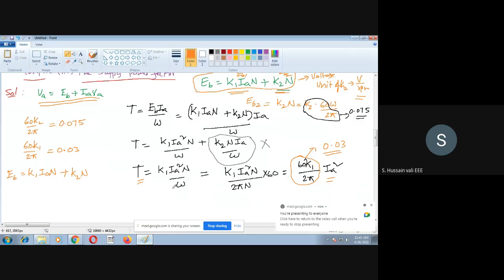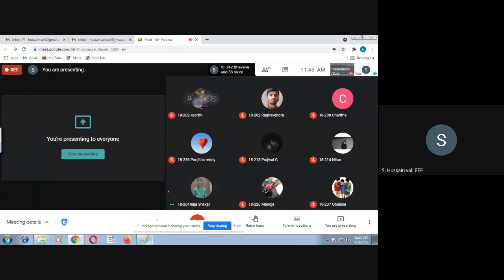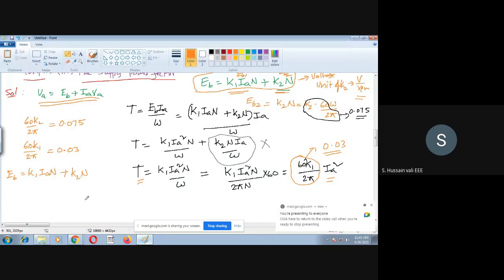Sorry for the interruption. So now you see yourself, K1 IA is there. What you need to understand here is that I can write N as 2 pi N by 60. Omega is equal to 2 pi N by 60. So if it is 2 pi N by 60, then I can write N as 60 omega by 2 pi.